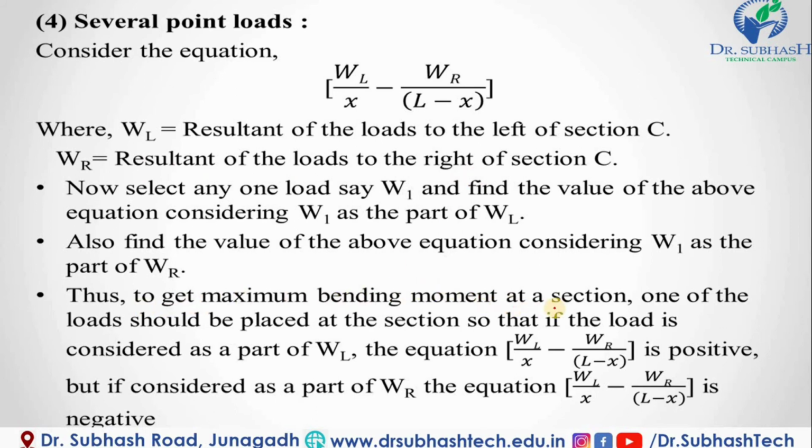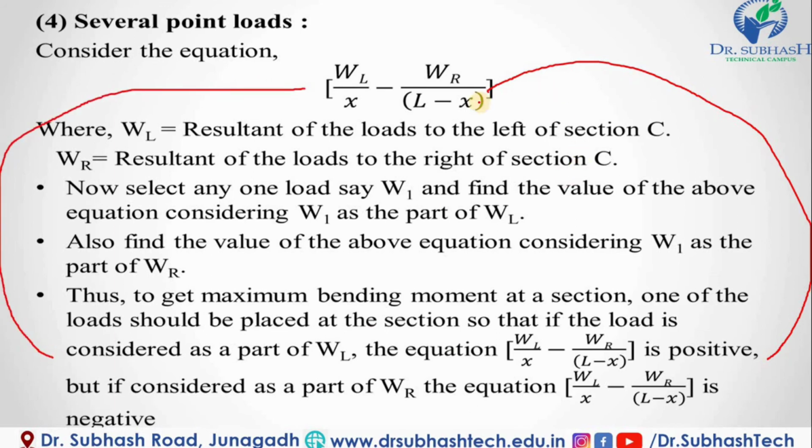Thus, to get the maximum bending moment at a section, one of the loads should be placed at the section such that, considering the left part, WL is equal to this equation, and it gets a positive sign. But considering the right part, with the same equation, it gets a negative sign. So the left hand side is considered the positive part, and the right hand side is considered the negative part. You will get more clarity when we calculate one solved example, but you have to note down the equation for several point loads, used for finding the maximum bending moment.